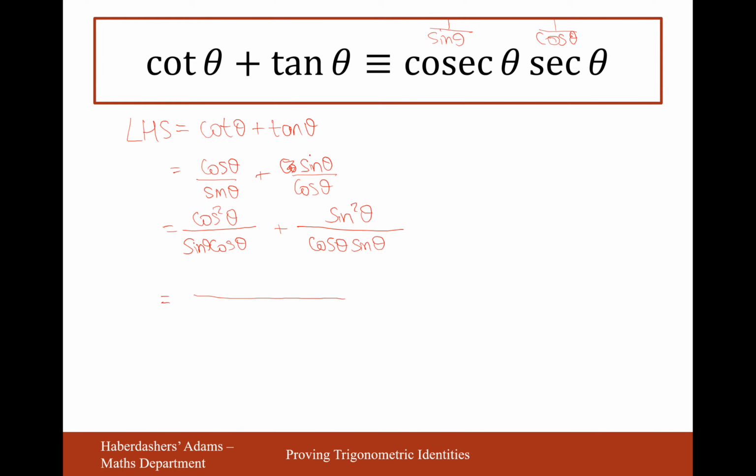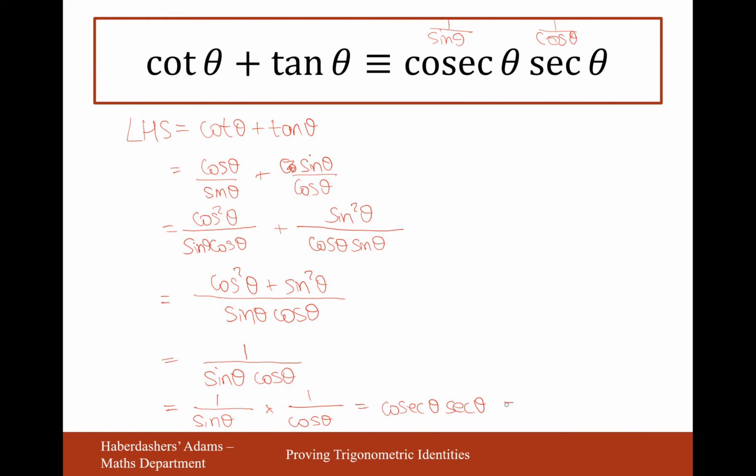Now that we have a common denominator of sine theta cos theta, we can add the fractions together. So it's going to add together to make cos squared plus sine squared. And from the previous video and from your general knowledge, you should automatically know that sine squared plus cos squared equals 1. So the numerator just becomes 1. And you can see where this is going now. It's forming the right kind of shape. It's heading towards 1 over sine times 1 over cos. So this is equal to 1 over sine times 1 over cos, which is equal to cosec theta sec theta, which is equal to the right hand side.